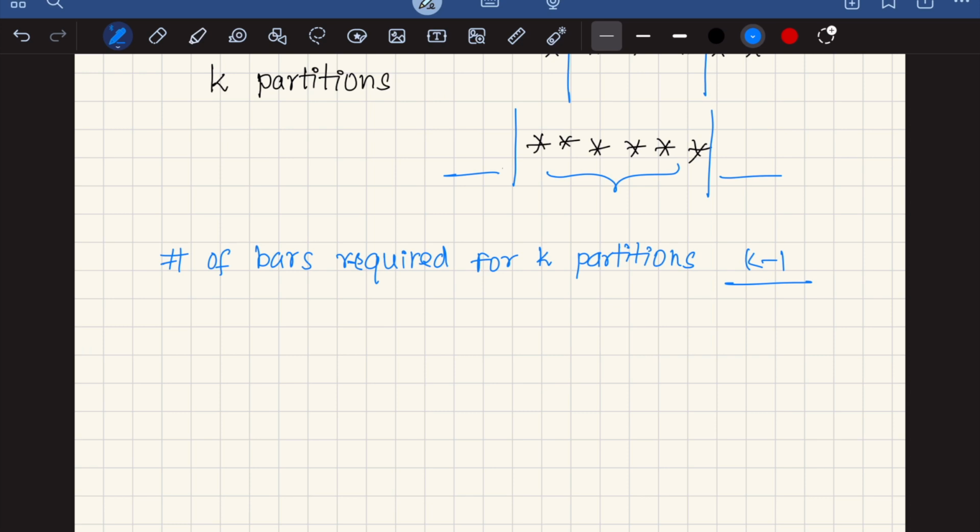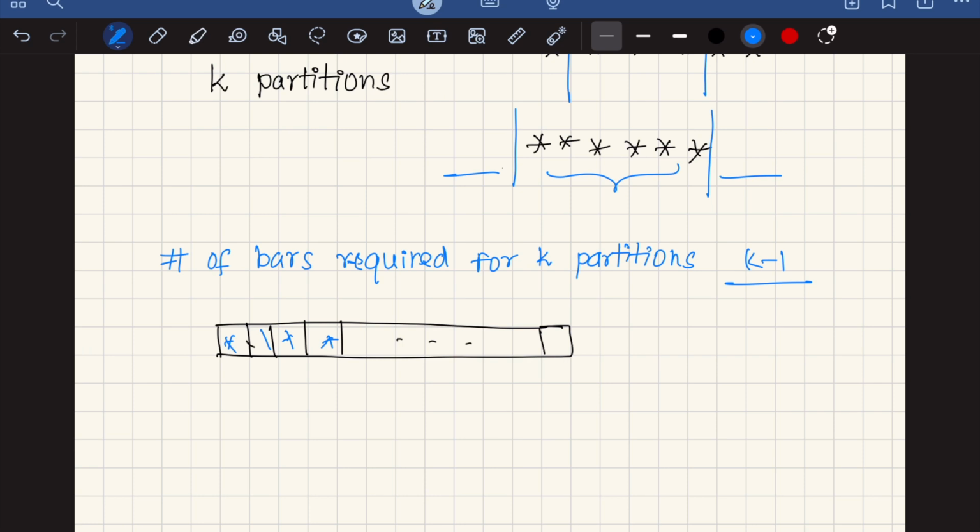So that is the same as asking: I have some space with n plus k minus 1 blanks, and I could either put a star into it or I could put a bar into it. If I put a star, it means it's in that part, in the bucket. If you put a partition, it tells you where the partition starts.